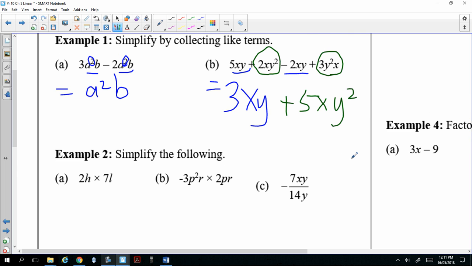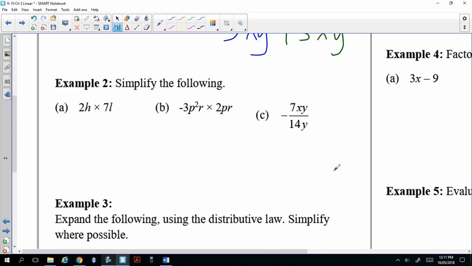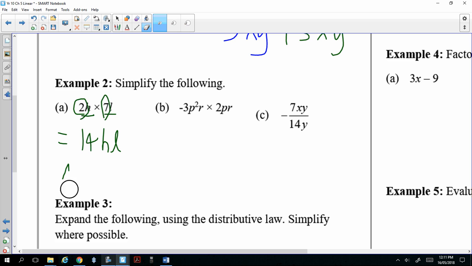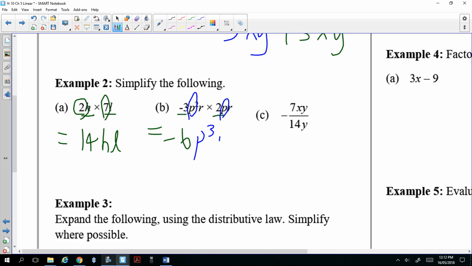The next step is to multiply terms. When you multiply terms, you just have to multiply numbers with numbers, pronumerals with pronumerals. They do not need to be like terms. So in this case 2 times 7 is 14 hl. Okay. To avoid confusion with 1, that's an l. If you just write l like this, that could look like a 1. Okay. Next one. Negative 3 times 2 is negative 6. And then the p gets combined. p squared times p. What's p squared times p? It's p cubed. r times r is r squared. Okay. All right.